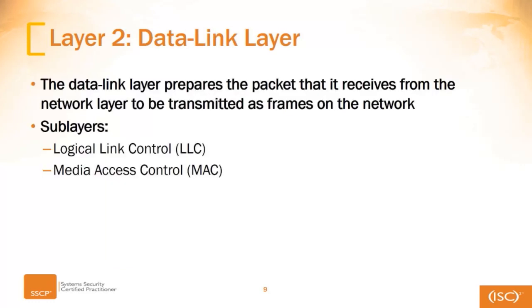Layer 2, the data link layer, remember, represents and prepares the packets that are received from the network layer to be transmitted out as frames on the network. It's where we finalize and bolt on the last pieces of the data frame. We're going to be able to see the header, the data in the middle, and the trailer on the back with the CRC and the checksums. We have 2 sublayers: the logical link sublayer, error control and correction, and the media access control, the MAC address.